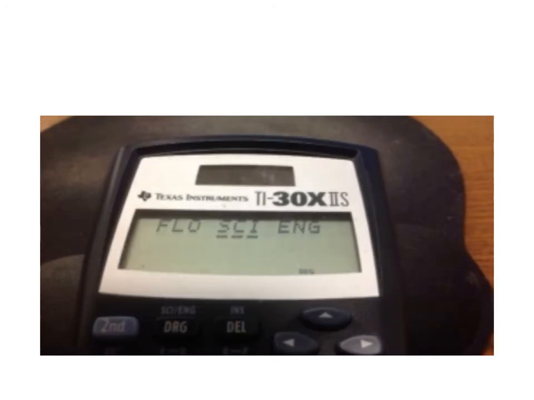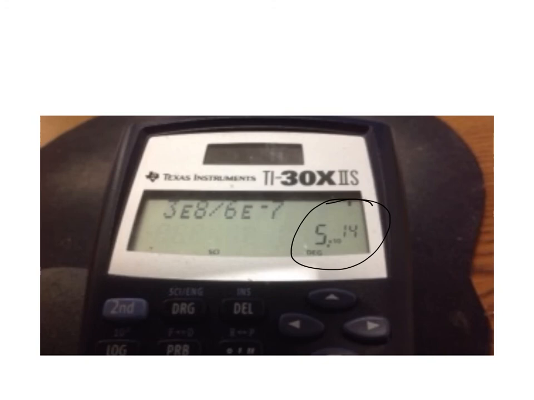Going to hit second, hit this, you'll get this screen here. Going to move from float to scientific and hit the equal sign. Your calculator will read SCI, and everything you punch in will be in scientific. Next, to get this set up, you'll take 3 second EE 8 divided by 6 second EE, and then the negative sign, and then the 7. You'll hit enter. In scientific, you're going to get this answer here.